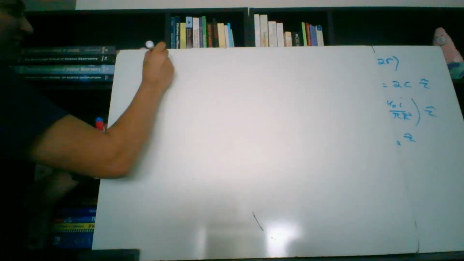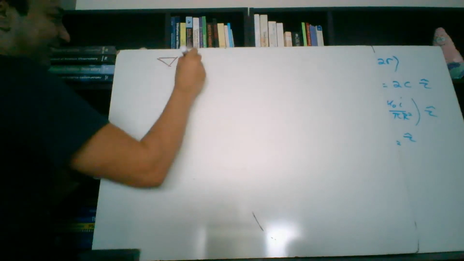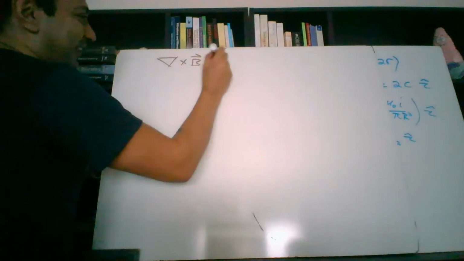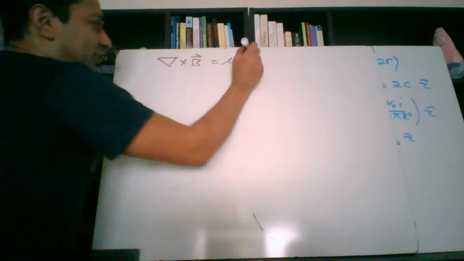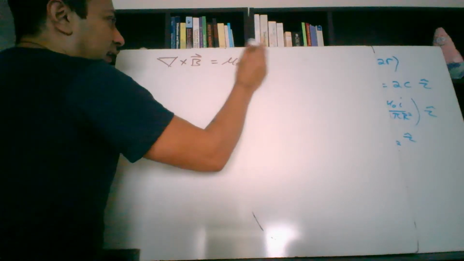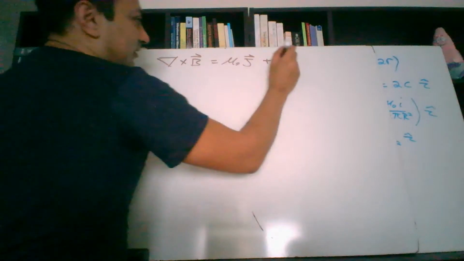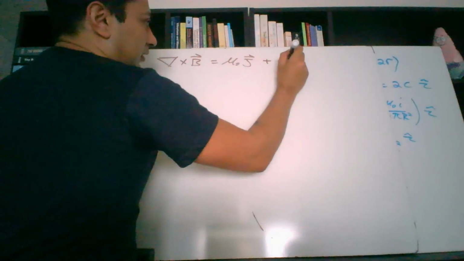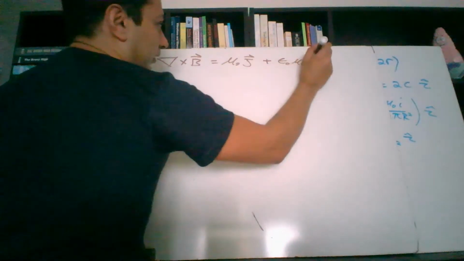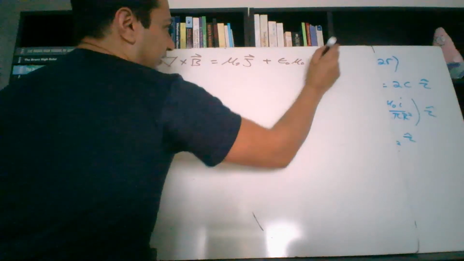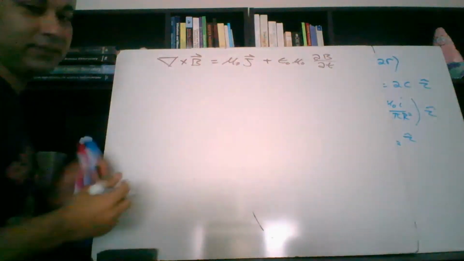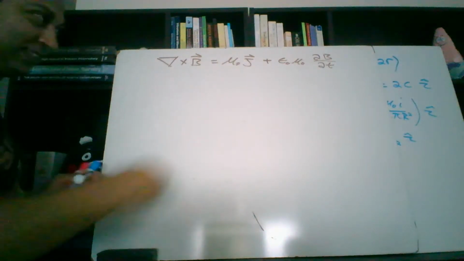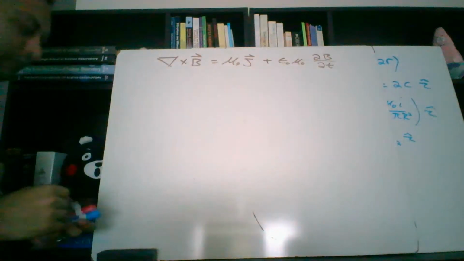So our equation is equal to mu naught times the current density J plus this additional term, epsilon naught mu naught times the change in the magnetic field over dt. So this is the way we write it. This is the way we write it in differential form.